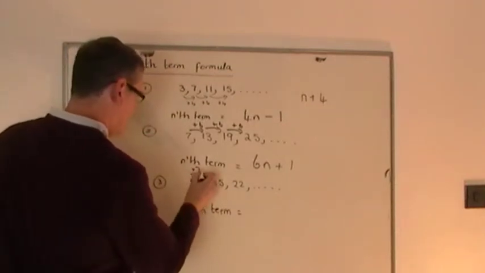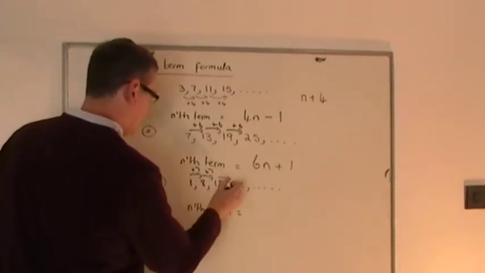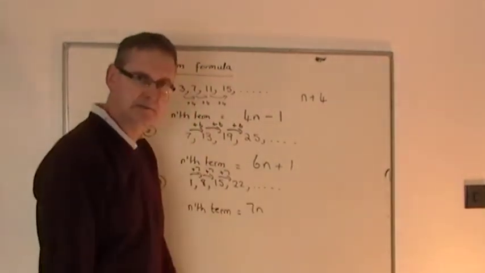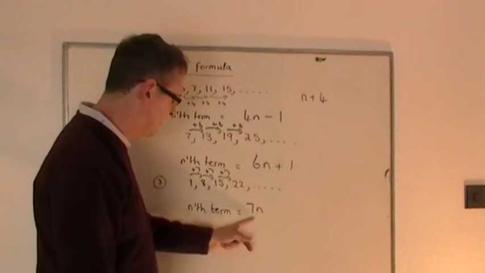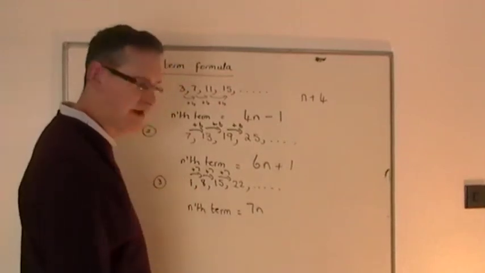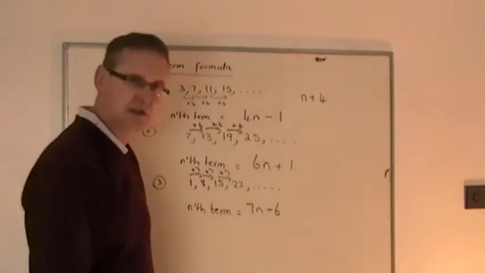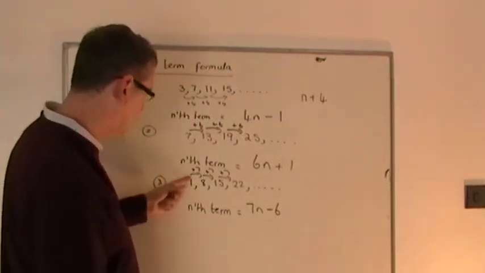This time I'm adding 7, I'm adding 7, I'm adding 7. So it's very straightforward. It starts off 7n. Let n equal 1. 7 times 1 is 7. But it's 1, so that's too big. So I subtract 6. 7n take away 6 gives you the 1.